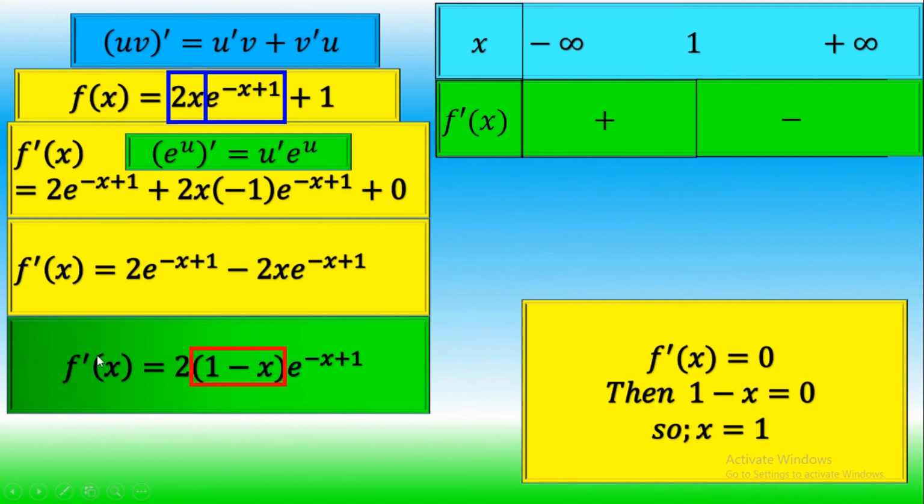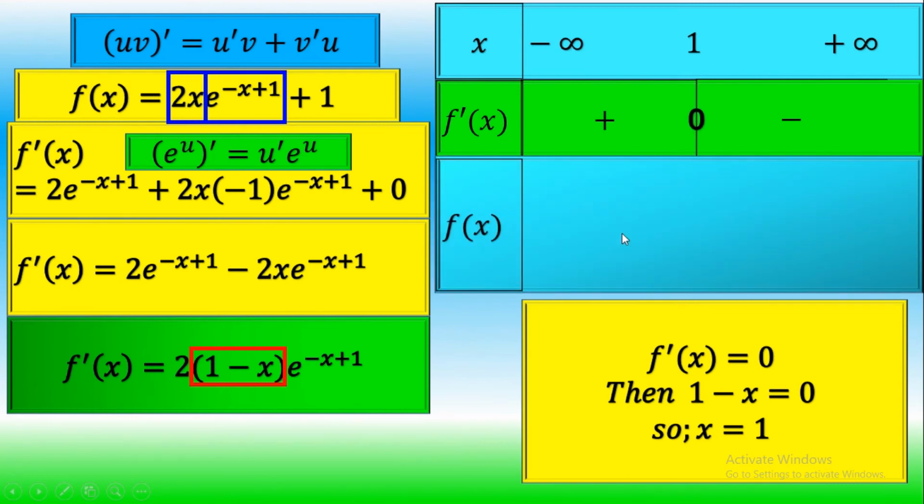The sign of f prime of x depends on the sign of 1 minus x, since 2 exponential minus x plus 1 is positive. So plus times minus will be minus. Then here for x greater than 1, f prime of x will be negative. Now what about f of x? Sure, for x equal 1, f prime of x is 0. We have just proved it.